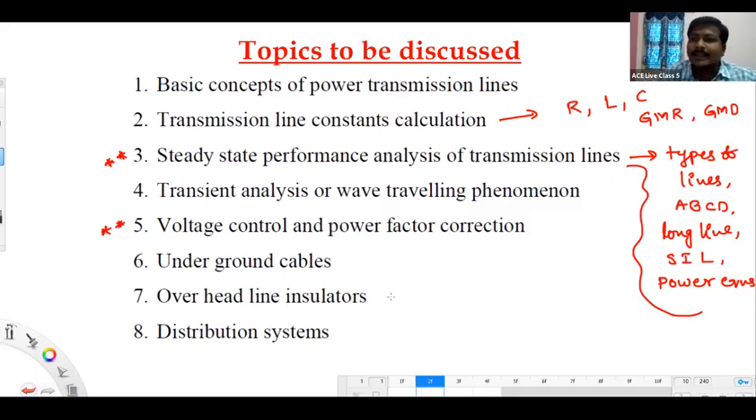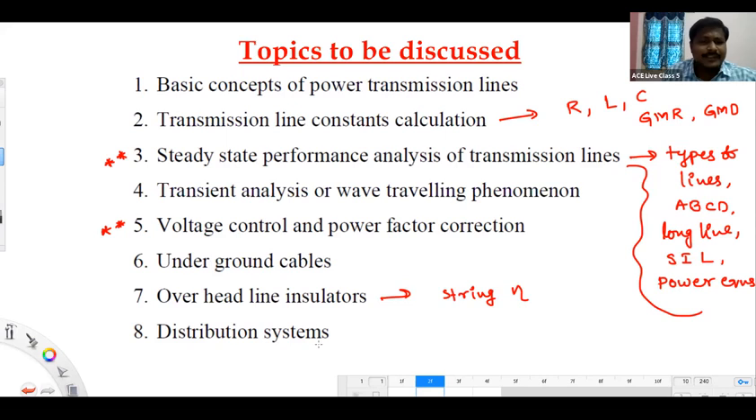Next one is overhead line insulators. Particularly, we discuss the string efficiency of overhead line insulators and how to improve the string efficiency. This is an important topic in the overhead line insulators. String efficiency and improving the string efficiency.